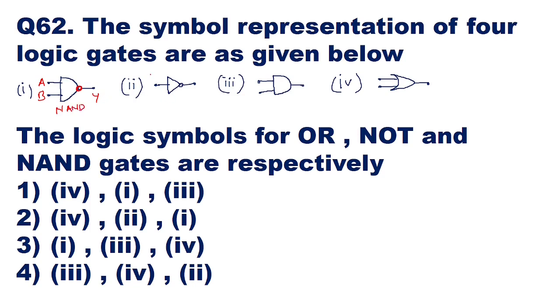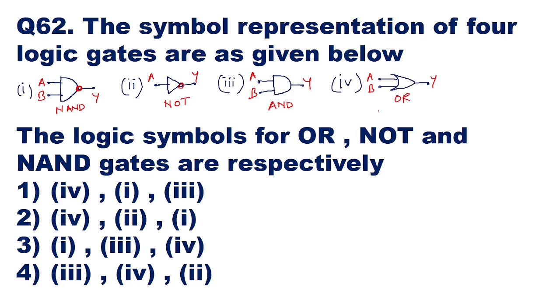The second gate has one input and one output with a bubble here, and we know that the gate which has one input and one output with a bubble is a NOT gate. So the second one is a NOT gate. Third, it has two inputs A and B, and the output is Y, and the symbol is known as an AND gate. And fourth again has two inputs A and B, the output is Y, and the symbol is an OR gate.